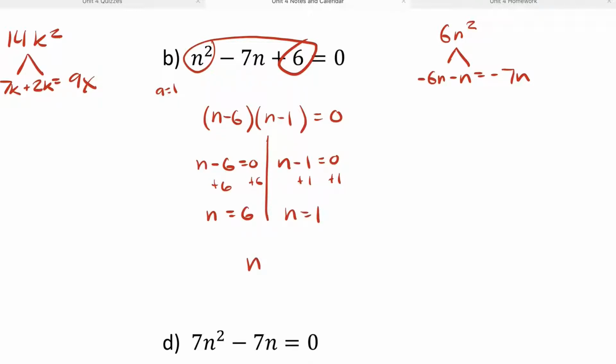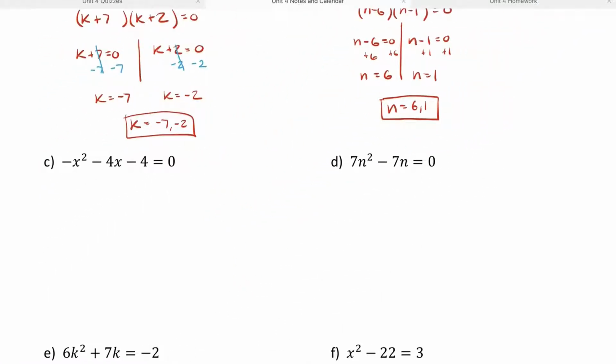So our solution here would be n equals 6 and 1. Do not put parentheses around those two. It's not an ordered pair. It's not a point. All right, let's do the next one.